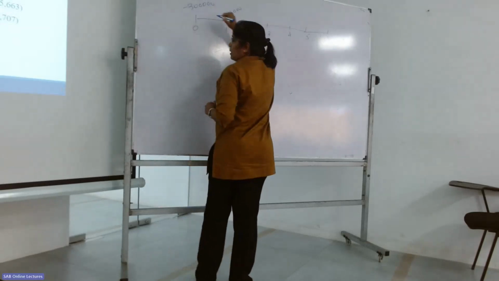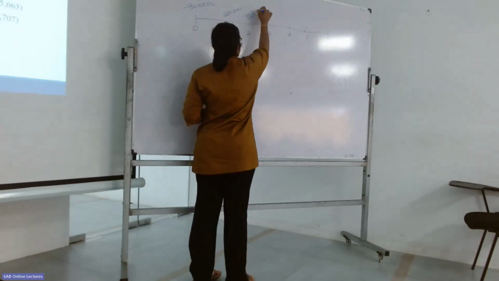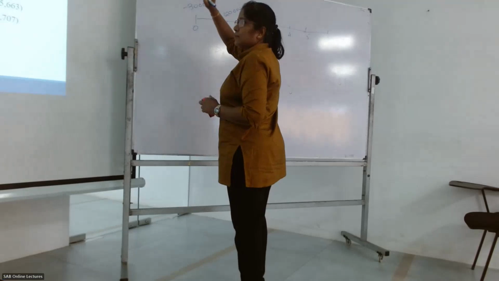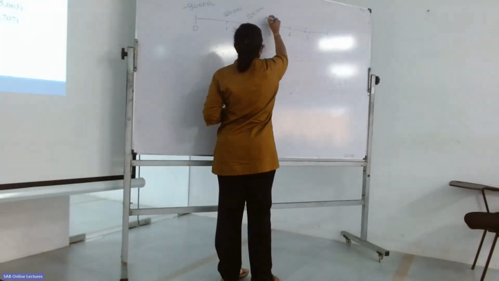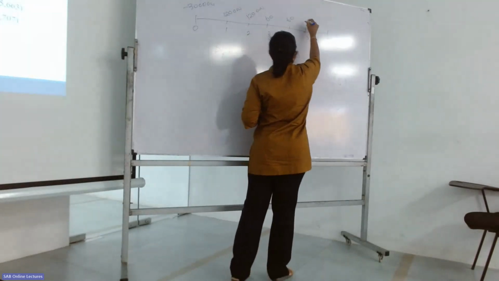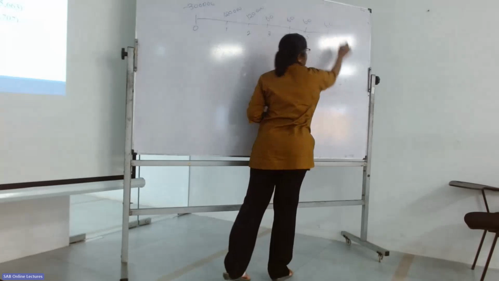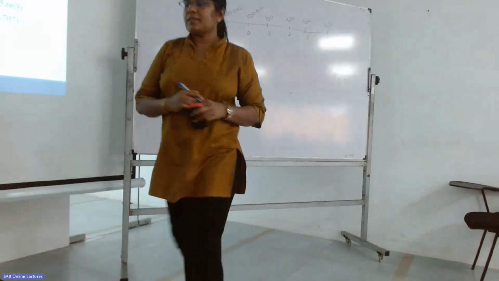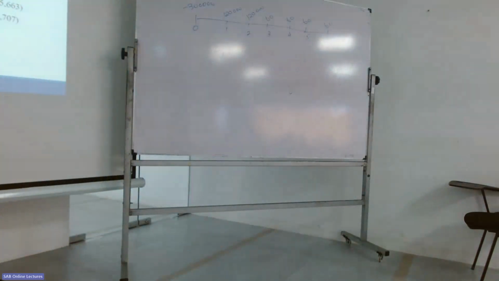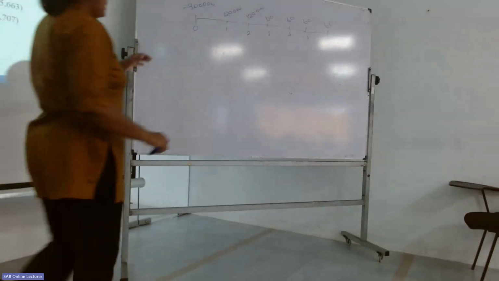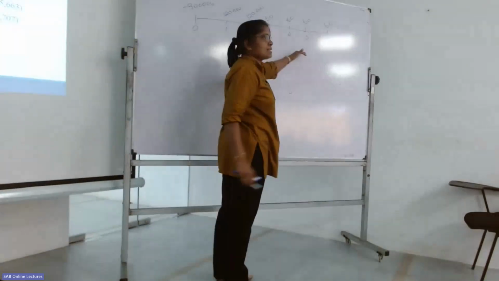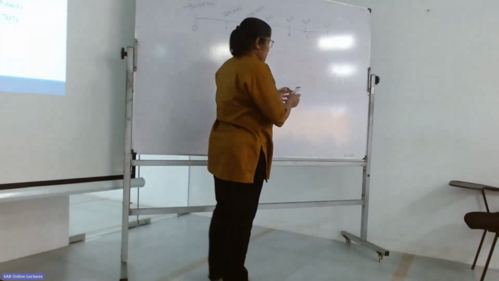Year 2, 120,000. Year 3, 60, 60, 60. So likewise, 60,000, 60,000, 60,000, 60,000. So these are the expected cash flows. Then you can calculate payback considering these cash flows as they are. But there is a problem with that.